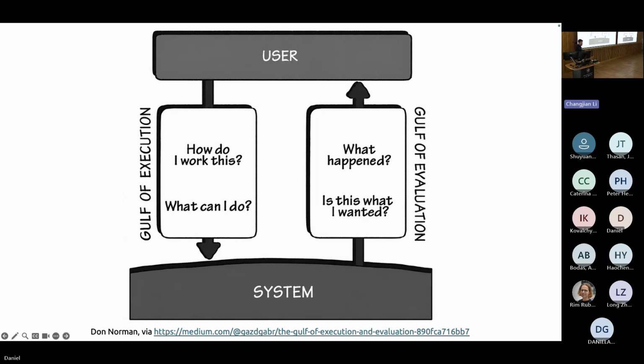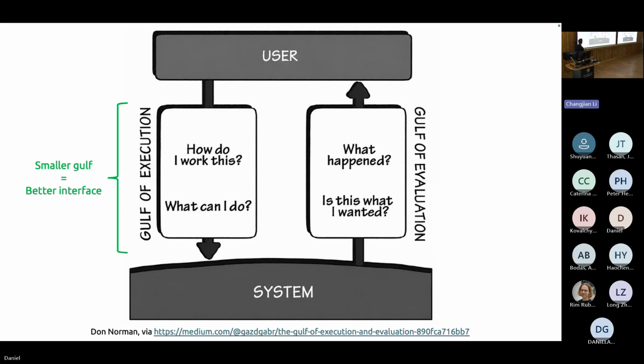And basically the process of using the system is just repeating this loop over and over again of figuring out how to do something, doing it, and evaluating whether it accomplished your goal. And generally speaking, the smaller this gulf is, we can argue, the better the interface is for a particular user. They're going to be able to get into a state of flow. They're going to have a more fulfilling experience using the system.